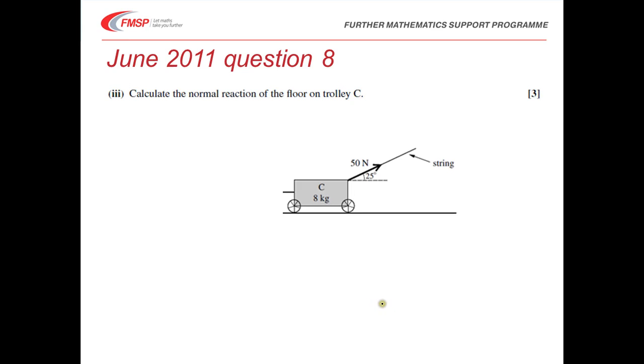For part 3, we have to work out the normal reaction of the floor on trolley C. So I've just taken one half of the diagram here. I've removed trolley D, and we'll just have a look at the forces acting on trolley C. So what would there be? Well, we're looking in a vertical direction if we're looking at normal reactions. So there would be a normal reaction acting upwards, shall we call it R. We'd also have the weight acting downwards, which in this case would be 8g. And then this force will also have a vertical component upwards, and that will be 50 sin 25.